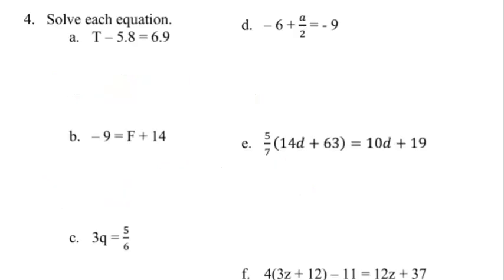Next, we're going to solve each of these equations. So here I need to solve for t. The opposite of subtracting 5.8 is adding 5.8. And that's going to give us t equaling 9 plus 8 is 17. 1 plus 5 is 6. 6 plus 6 is 12. So this would be 12.7.